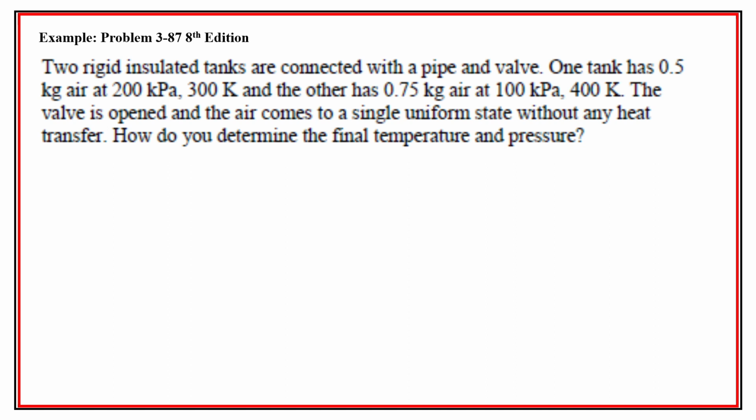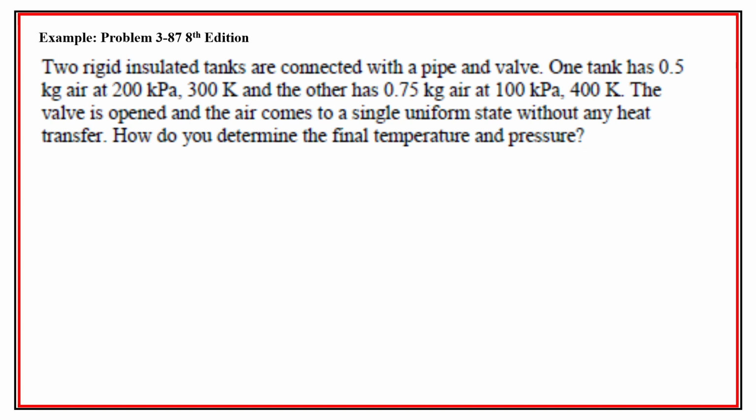Here's an example to go along with that introduction. Very similar to what was narrated, but here we're going to do this with numbers. So we have two rigid insulated tanks that are connected by a pipe and a valve. One of the tanks has 0.5 kilograms of air at 200 kilopascals, 300 degrees Kelvin, and the other is 0.75 kilograms of air at 100 kilopascals and 400 degrees Kelvin. The valve is opened and the air comes to a single uniform state without any heat transfer. How do you determine the final temperature and pressure?